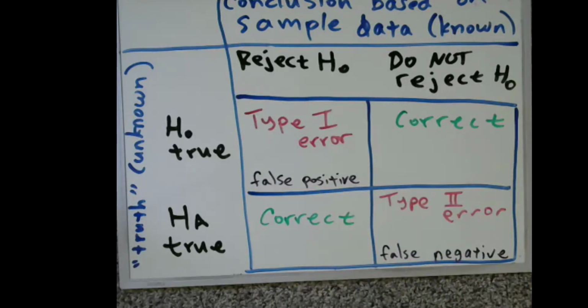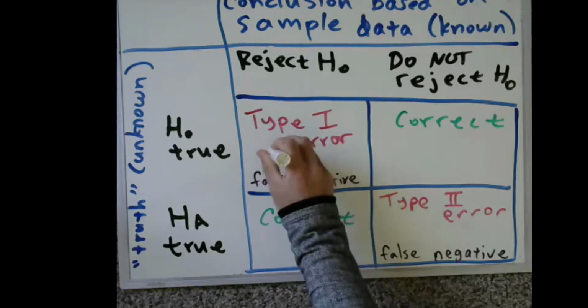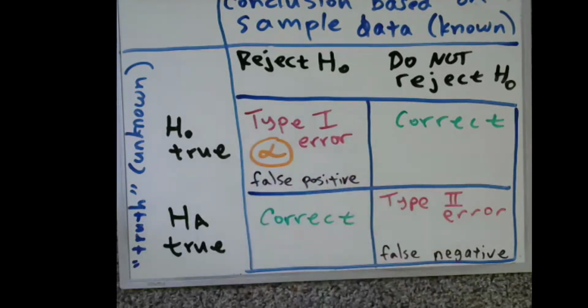There are probabilities associated with these. And we're really just going to focus on type 1 error, because that's the one that we have control over. As a researcher making conclusions, that conclusion is based off of that p-value, and you're comparing that p-value to alpha. So there is a probability of alpha of making a type 1 error.